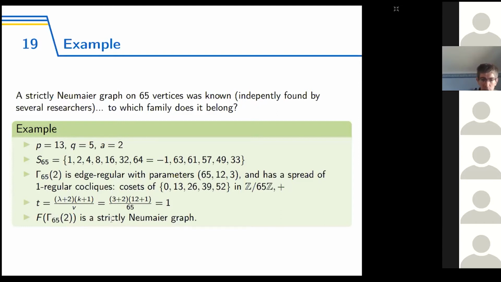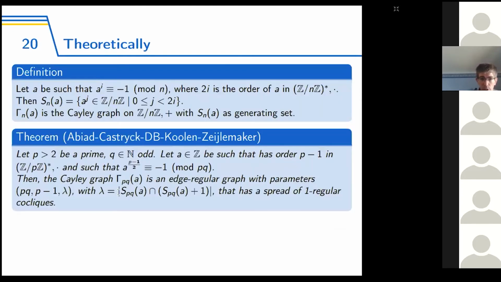And you can see that it is a strictly Neumaier graph. I mean, it's not guaranteed, because the theorem I showed you said t had to be at least 2, but also in many cases where t is 1, as in this case, you find a strictly Neumaier graph. So I hope by this example, I can convince you that you can generalize this.